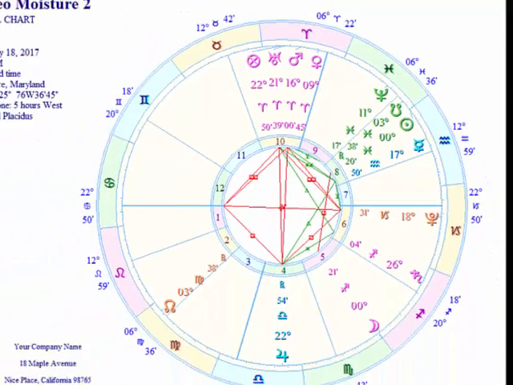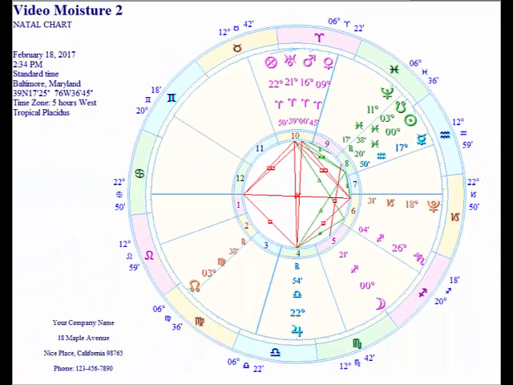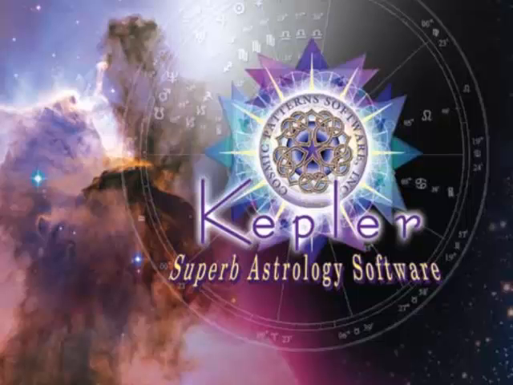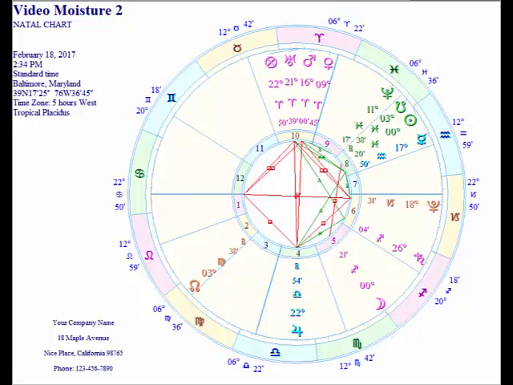Since aspects to the ascendant by the transiting planets is a vital part of weather predicting with astrology, I will now show you how Kepler makes this very, very easy for you. I brought up our second moisture chart and asked Kepler to give me the transiting aspects to the ascendant for the duration of the chart within 1 degree orb. And here is what I got instantaneously.